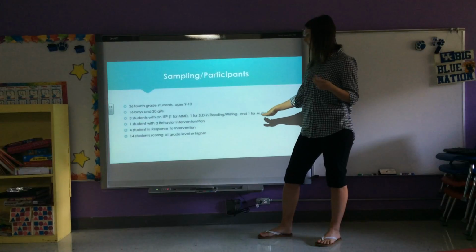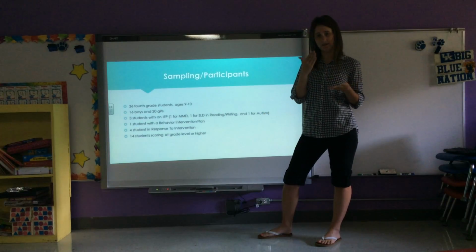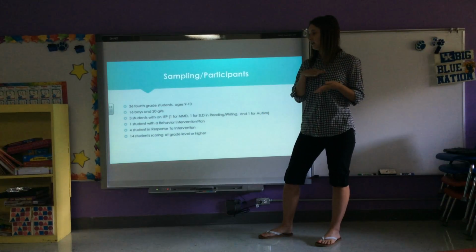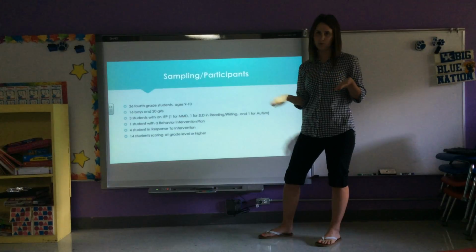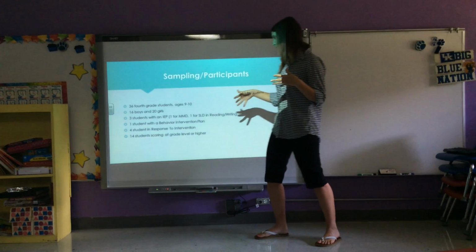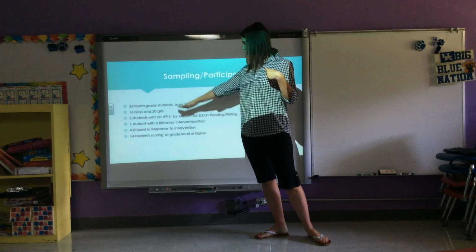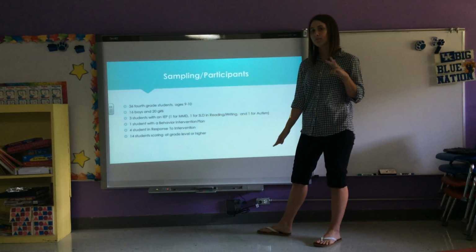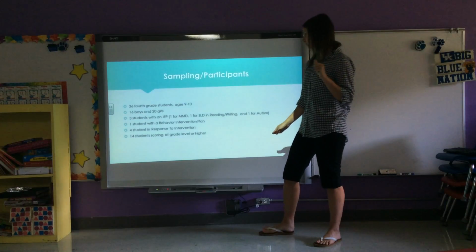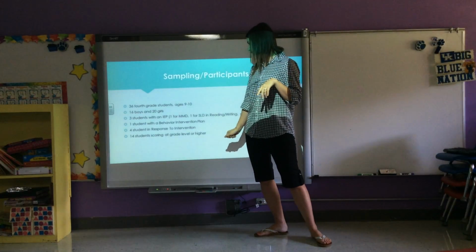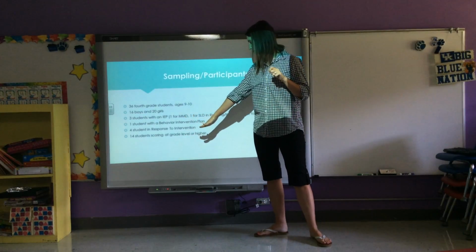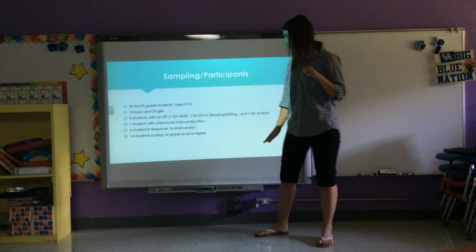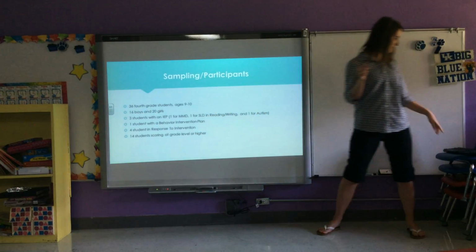So a point sheet for that student had already been in effect. That student was used to it. It follows him from school year to school year, so that was important to know. We also had 4 students out of the 36 that were in response to intervention, tier 3, almost close to being referred for special education. And then it's important to know that 14 students were scoring at grade level or higher. Just keep that in mind.